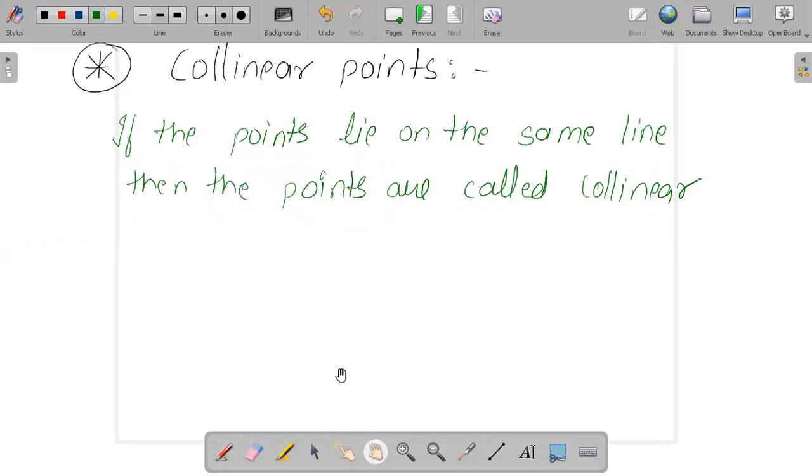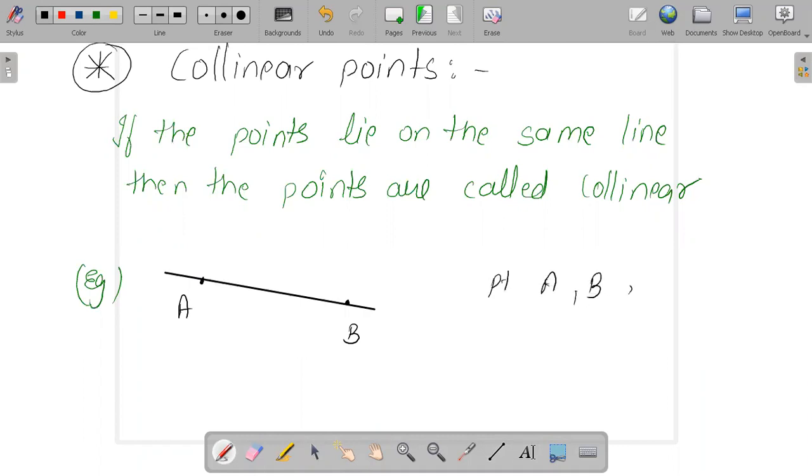Okay, so look for example. Suppose if you see point A and point B. Now these 2 points, it is possible to join these 2 points with a straight line. That means these 2 points lie on the straight line. So I'll say point A and B are collinear.